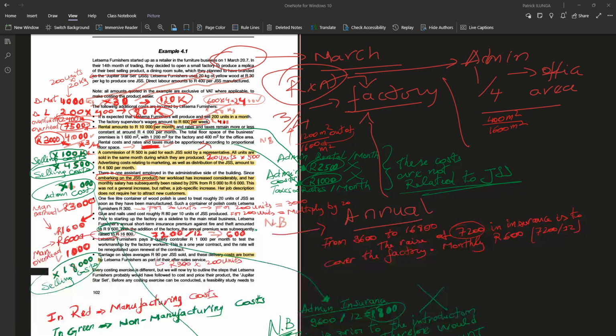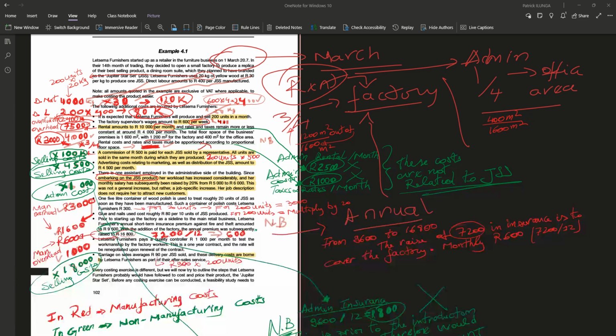There is one assistant employed in the administrative side of the building. Since embarking on the JSS product, her workload has increased considerably. So it has increased by 20%. It was 5,000. 20% of 5,000 is 1,000. So it has gone to 6,000. So we can see that increase of 1,000 rands. Okay. That will be related to the manufacturing of the JSS product.